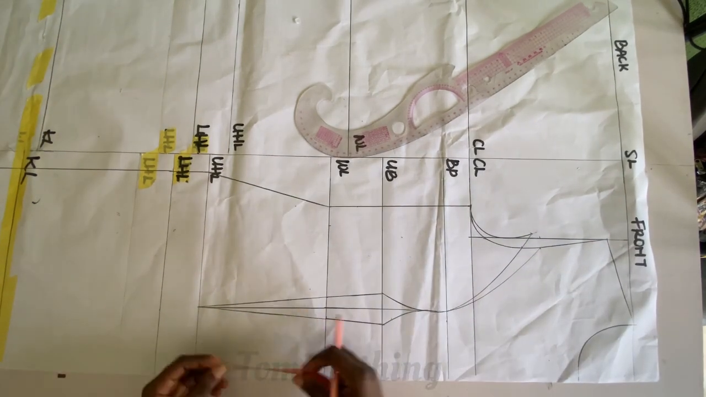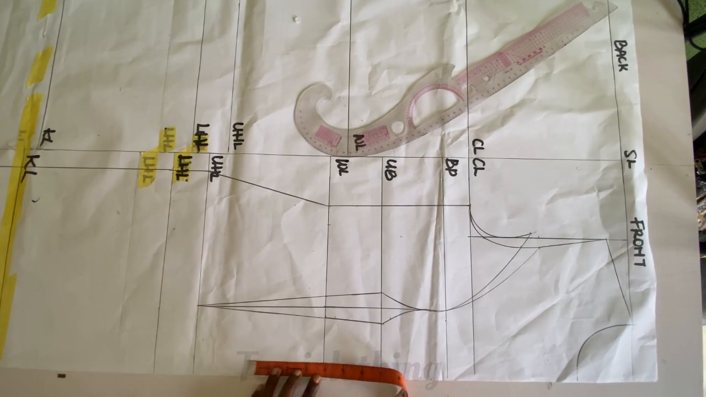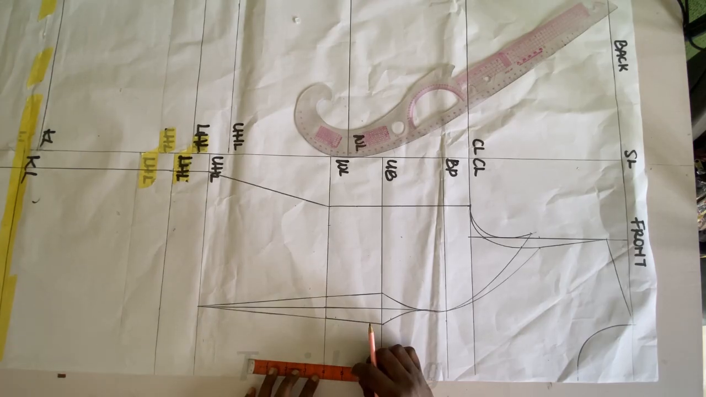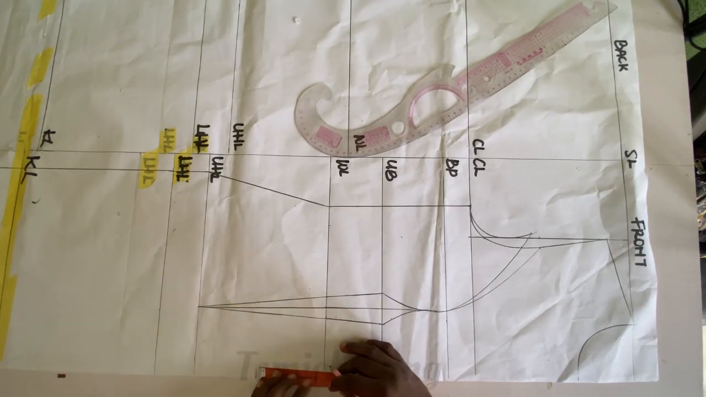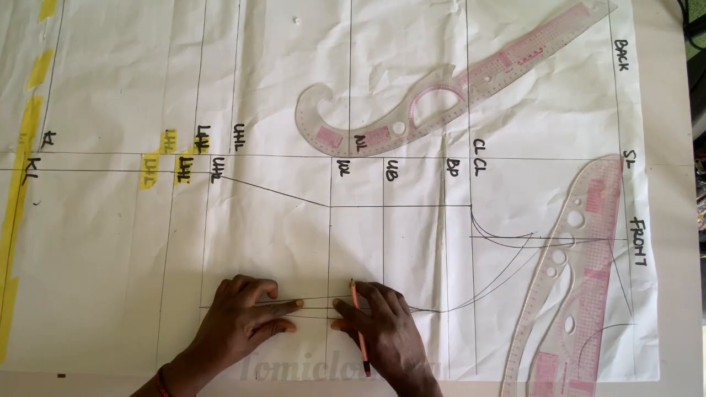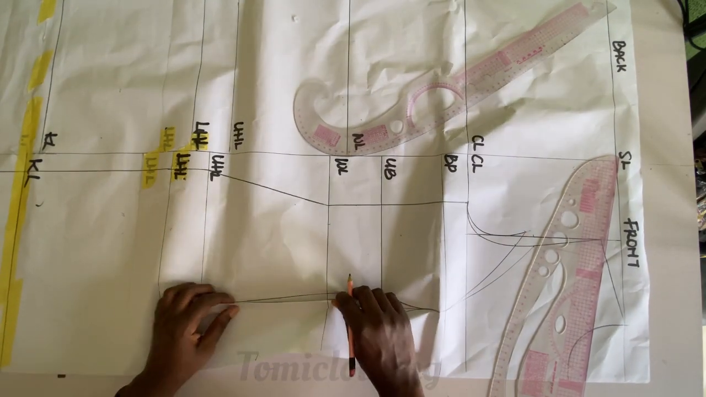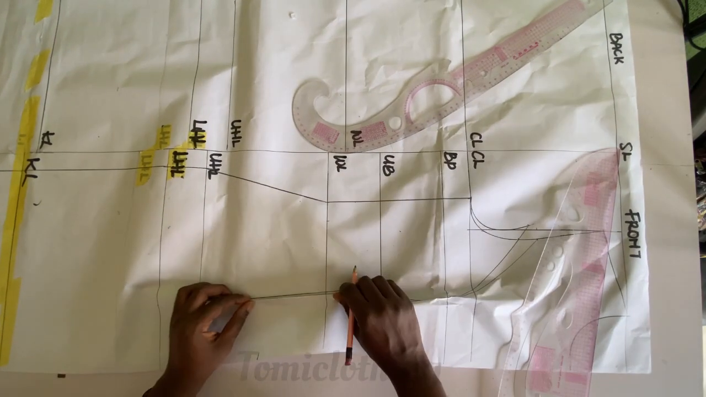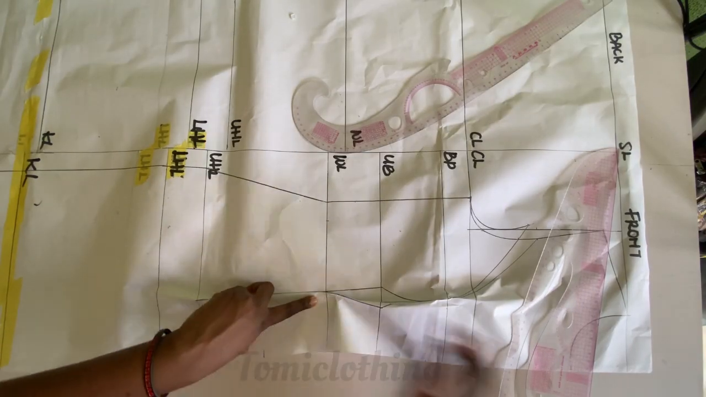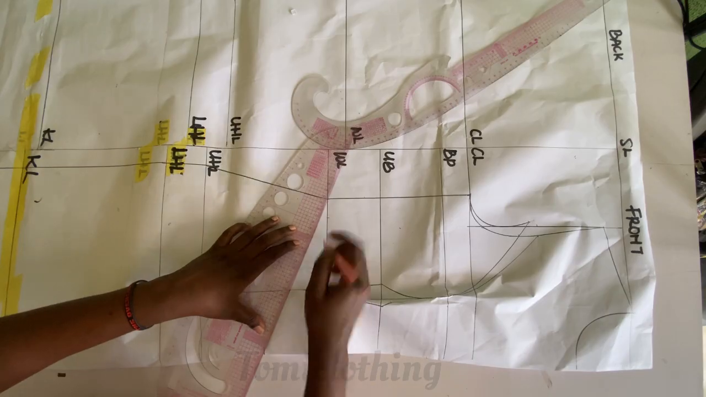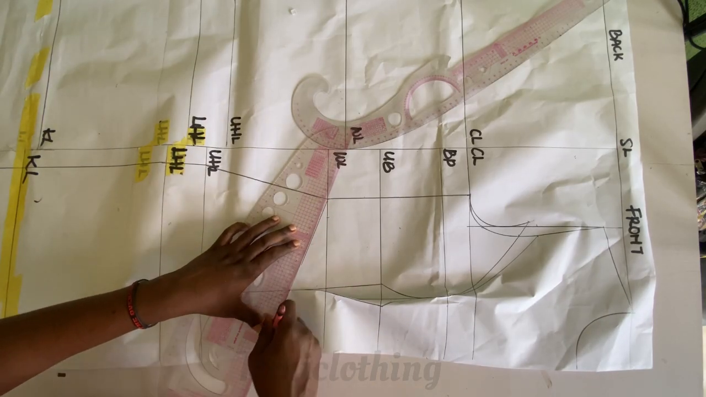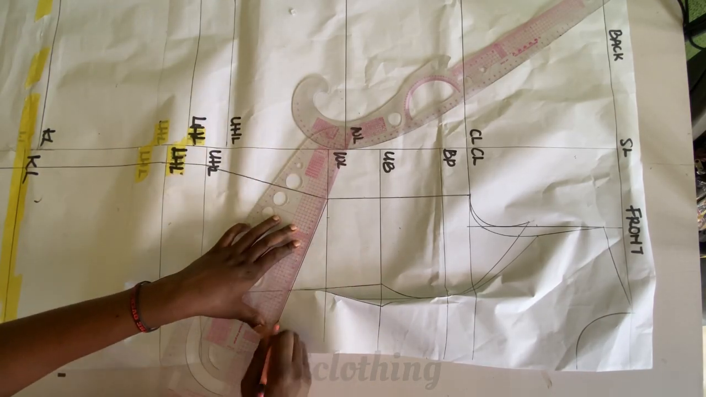You know this style has a peplum effect around the waistline. So now you determine how long you want the peplum to be below the waistline. So below the waistline I just marked about 3.5 inches. So I'm just going to close up this dart so that I can get the correct line for the back. So you connect it to the waistline this way. So this is the waistline this way.